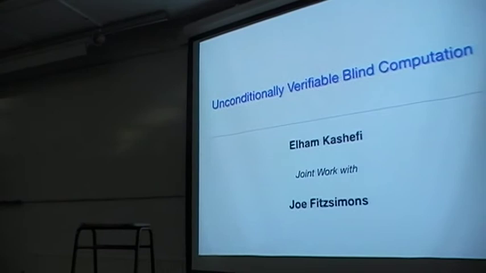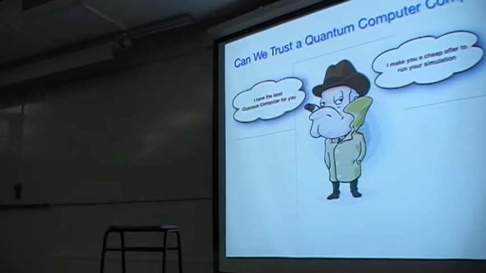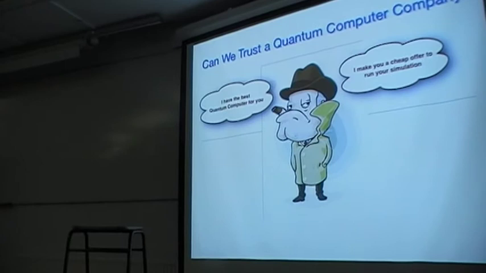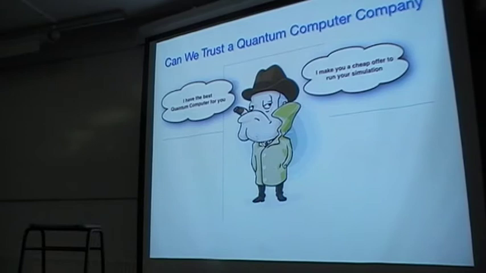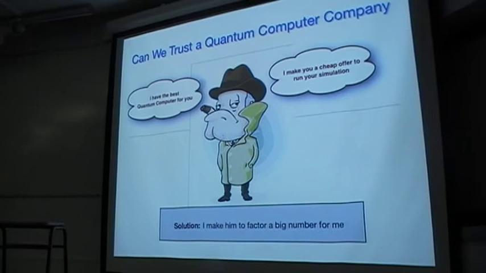So what I want to talk about is how can we verify quantum computing, but let me give you quickly some motivation. The question is, how can we trust a quantum computer company? Some company comes and says, I have a very good quantum computer, I make a good deal to run your simulation. How could you check that? Well, the easy solution is that I ask them to run a factoring algorithm, knowing that there's no classical computer who can do it. If it gives me the factors, we multiply those numbers, and hence he, or she, or the company has a quantum computer.